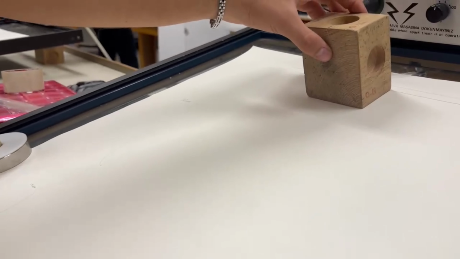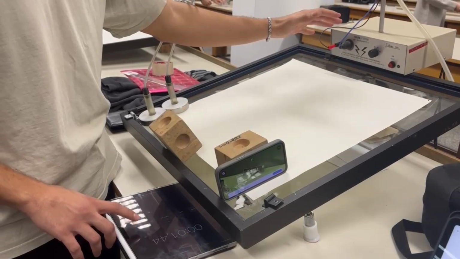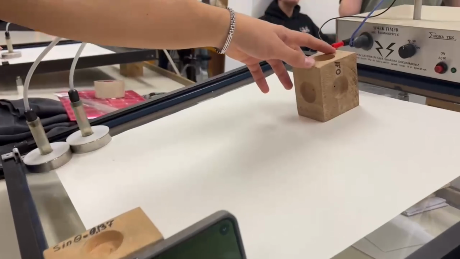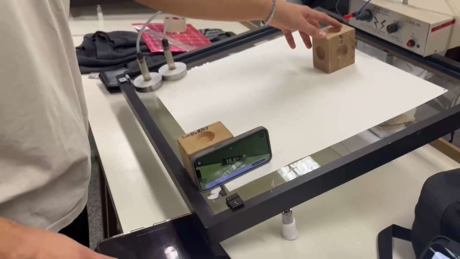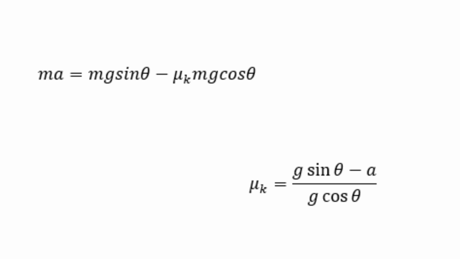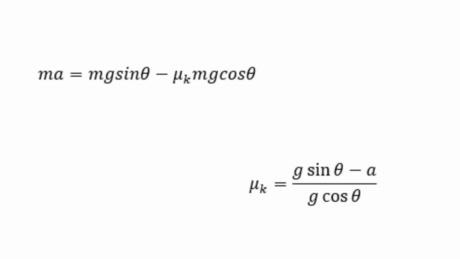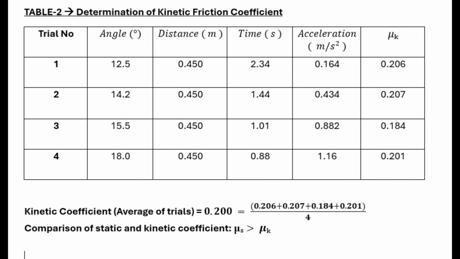These are some scenes from the second part of my experiment. By measuring the time until the object reaches the bottom, I was able to calculate the acceleration, since I knew the distance. At first, I found the acceleration using this equation. Then, using this, I calculated the kinetic coefficients at different angles. You can see my overall results in this table.